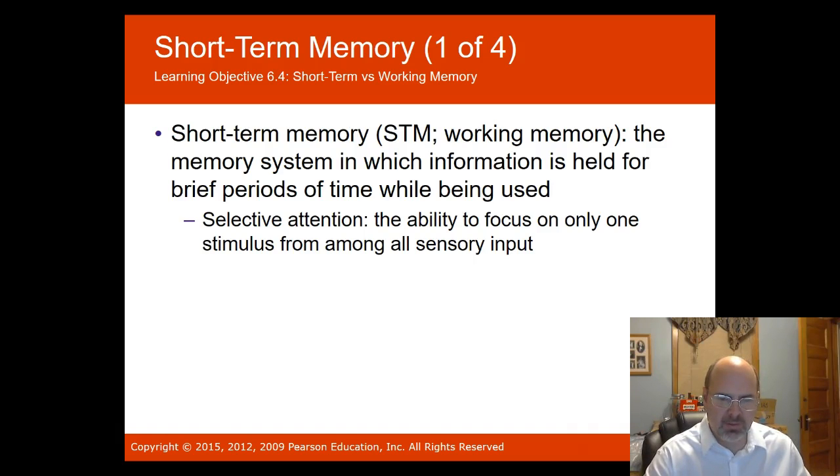And there's basically three parts. There's what's called the central executive, which decides what information is important and which is not. And then there's what's called the sketch pad, which processes what you saw. And the auditory recorder processes what you heard. And the working memory uses what's called selective attention. It usually is only able to focus on one stimulus from all the other sensory input. That's why it's very important not to text and drive, because we can only focus on one stimulus.